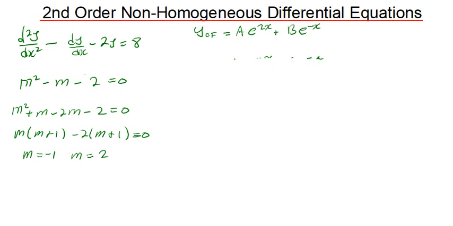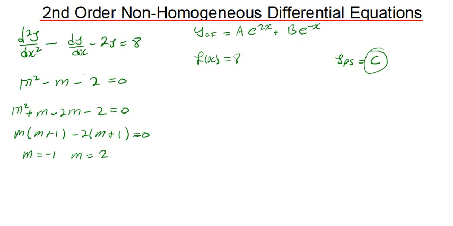What follows now is that we need to come up with the particular solution, y_ps, and we get it from our f of x. In this case, our f of x is equal to 8. Because f of x is a constant, our y_ps is going to take the form C. And this constant C does not appear in the complementary function.